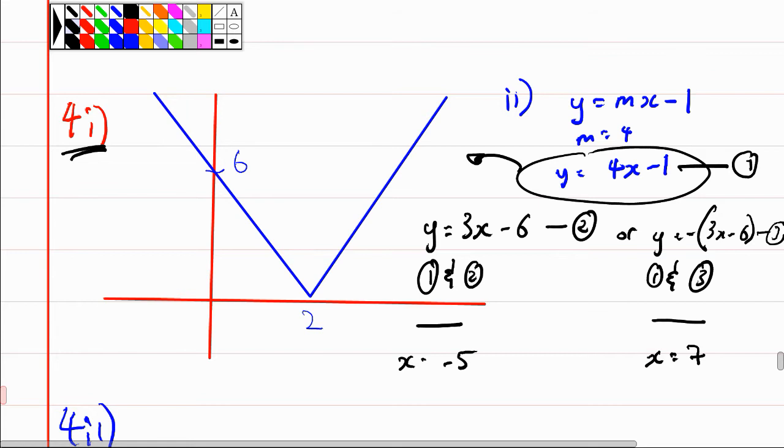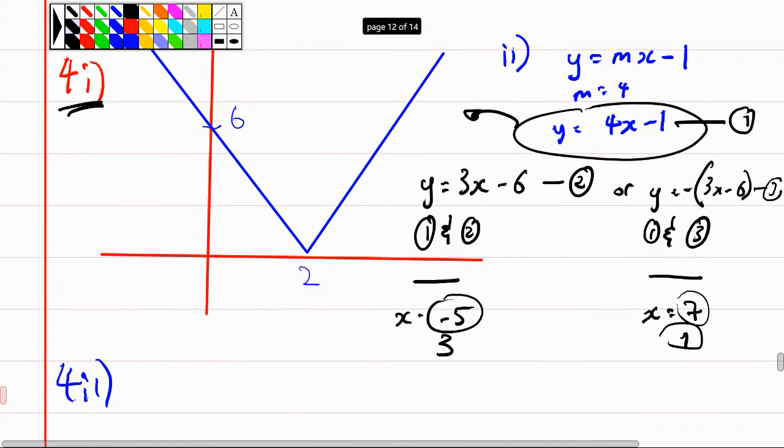No. Don't copy. Tell me your answer instead. What is your x? 3 and 1. What else? -5 and 1. What else? -5 and 7. Oh my god.